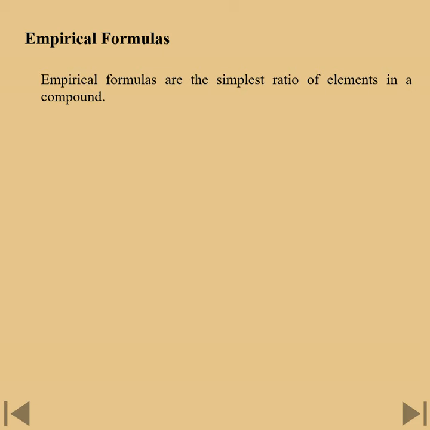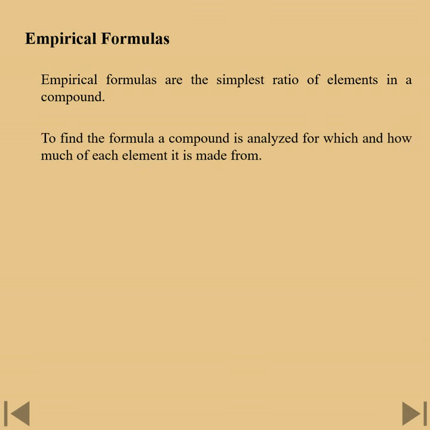So the empirical formula of water is H2O and the actual formula of water is H2O. But the empirical formula of hydrogen peroxide is HO, whereas the actual formula is H2O2. So do note your empirical formula is either the actual formula or some whole number fraction.